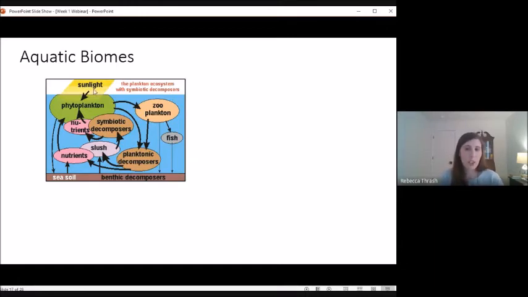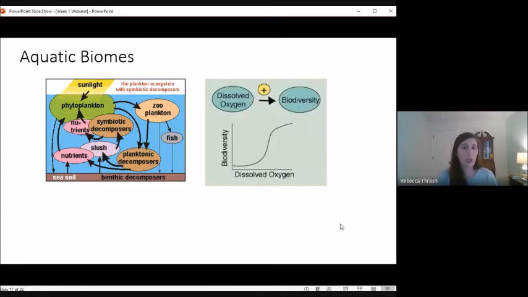You've got the zone at the top where photosynthesis is happening because you've got a lot of sunlight. You've got the benthic area where there's a lot of decomposition. There are currents that are turning over and bringing nutrients up from the bottom and oxygen from the top, and there's all these different trophic levels within. But one of the most important things about an aquatic biome is the amount of dissolved oxygen. And this will be important later on when you start talking about water pollution and water quality.